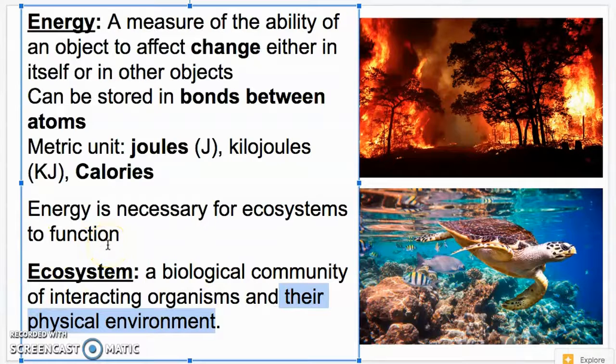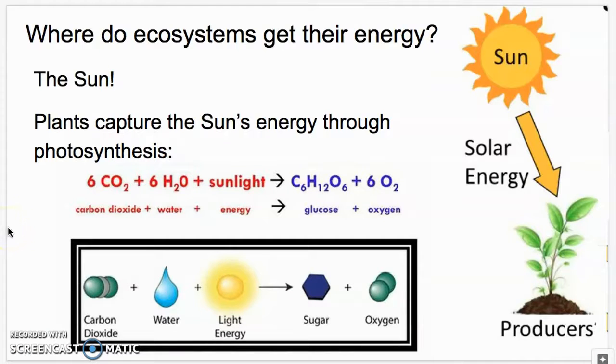So energy is needed for this ecosystem to even function. The turtle needs energy to eat, the fish need energy, the coral needs energy, and how that energy flows through the ecosystem is really important for how the ecosystem works. So first, where do ecosystems get their energy? The sun.